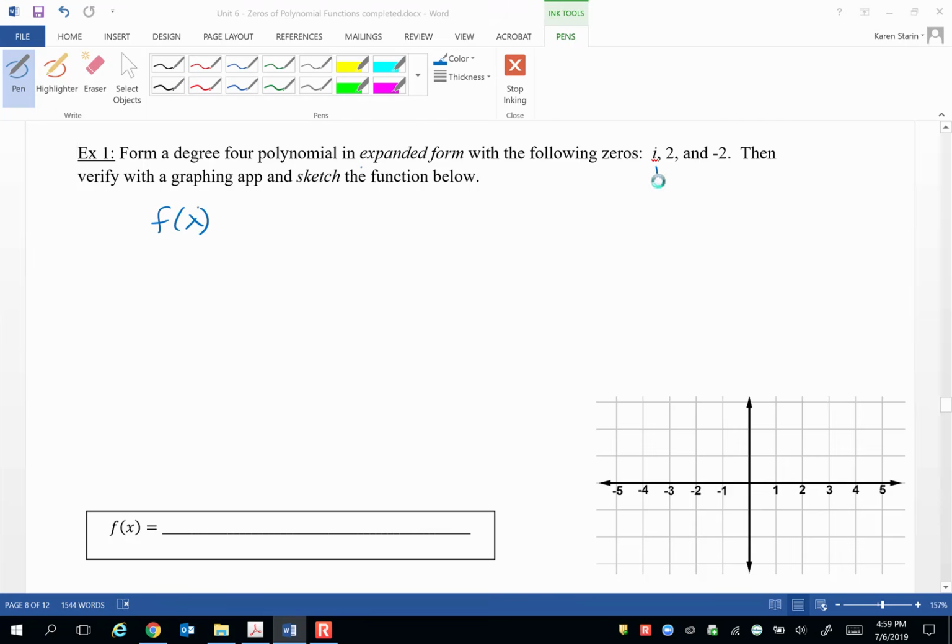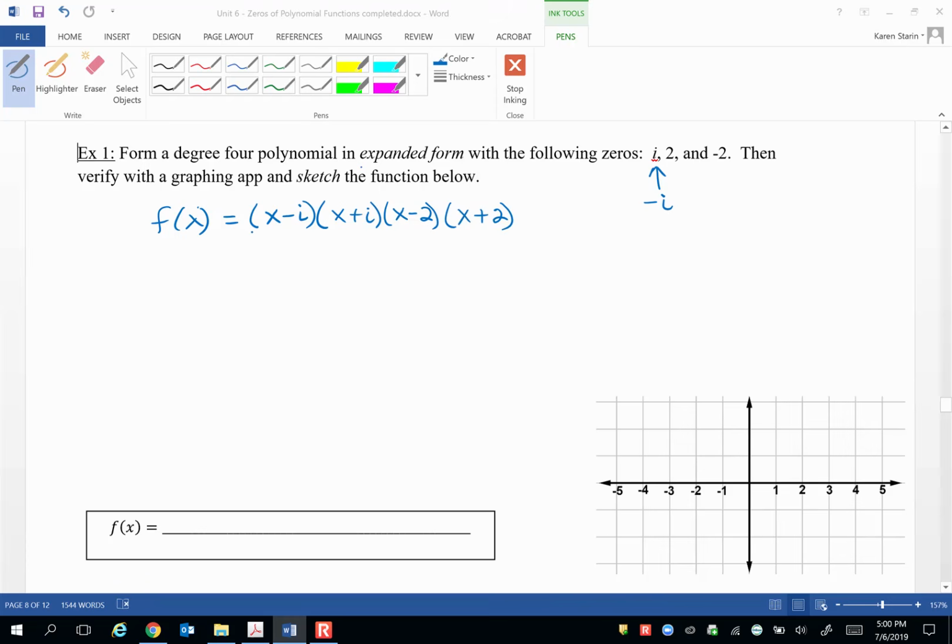First of all, due to the conjugate pairs theorem, if we have i is a zero, then -i is also a zero, because imaginary roots come in conjugate pairs. Okay, so we'll have x minus i, the one that was given. We also know we have x minus -i, which will simplify to x plus i. Then we had the real zero of 2, so x minus 2, and the real zero of -2, so x minus a -2 is x plus 2.